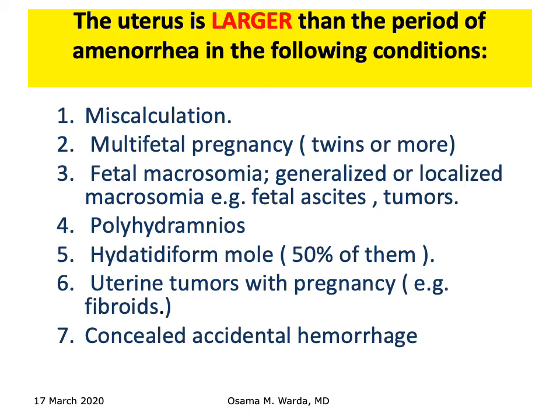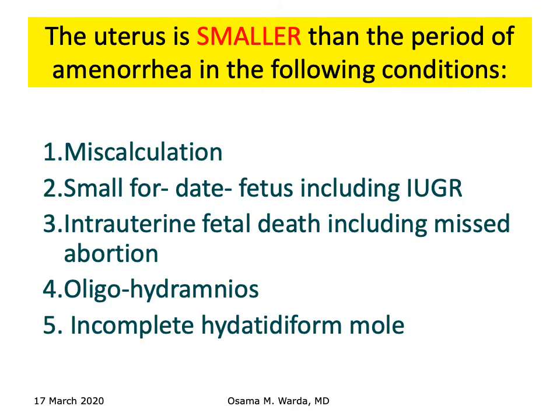Uterine tumors with pregnancy, such as the commonest, which is the fibroid. Concealed accidental hemorrhage is another cause for a uterus larger than the period of amenorrhea because of the amount of blood and the port-like uterus. On the other side, the uterus smaller than the period of amenorrhea may result from miscalculation, small for gestational age, intrauterine fetal death, oligohydramnios, and incomplete hydatidiform mole.